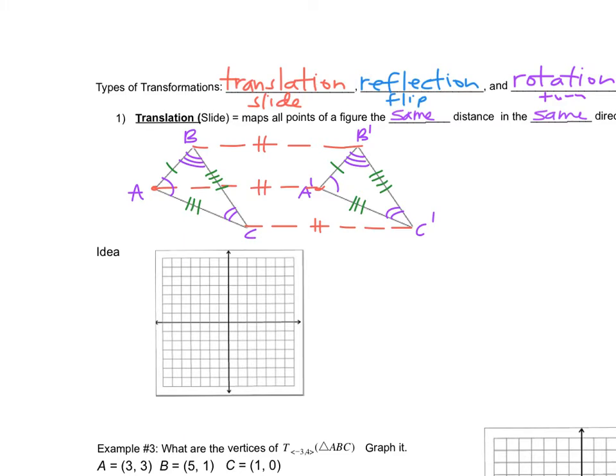So I'm going to show you how they're going to write the rule for a translation. We always say, what's the rule? They're going to use a letter for their rule. So translations use a capital T. Reflections use a capital R, and rotations, because it's another R, use a lowercase r. You're just going to have to get in the habit of writing a rule using their letter. So we're talking translations right now, so we're going to use that capital T.